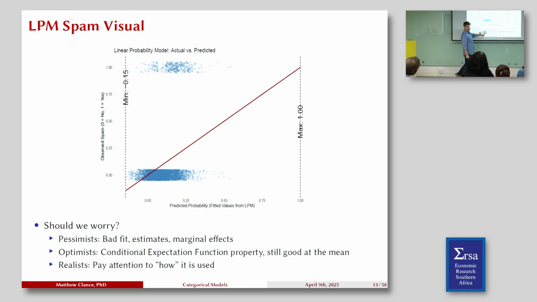The estimates are linear, so we don't think about probabilities being linear. That seems like a pessimistic way to look at it. And then the marginal effects are not going to be exactly right, especially as we move away from those averages. Optimist: basically the conditional expectation function property tells us it'll still be good at the mean. Okay, so that's what we care about.